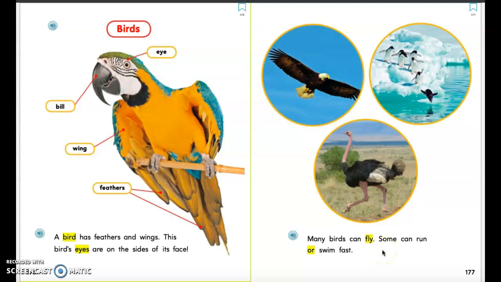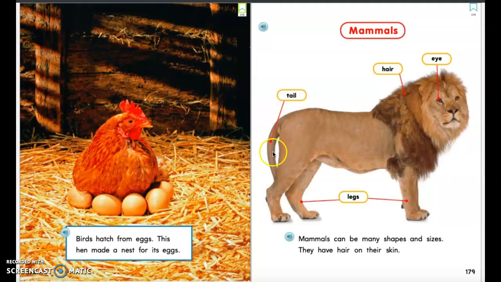Many birds can fly. Some can run or swim fast. And yesterday in class, we talked about how not all birds can fly. So if you look at my favorite, the penguin, they don't fly, but they can swim really, really fast. So just because you're a bird doesn't mean that you have to fly. Birds hatch from eggs. This hen made a nest for its eggs.